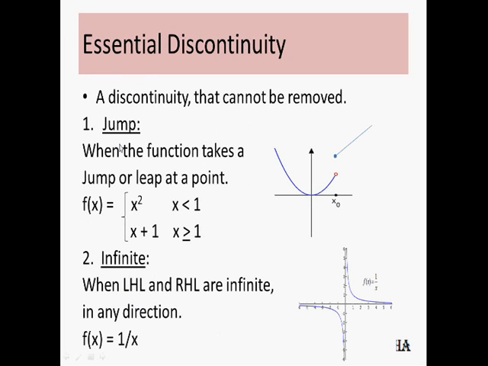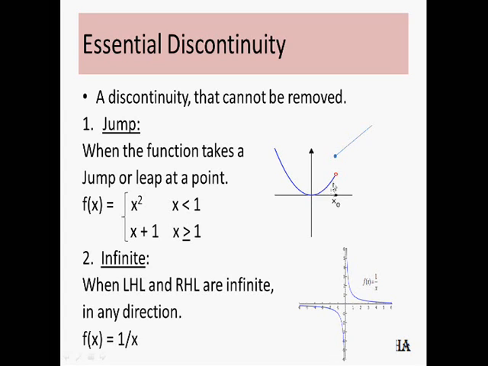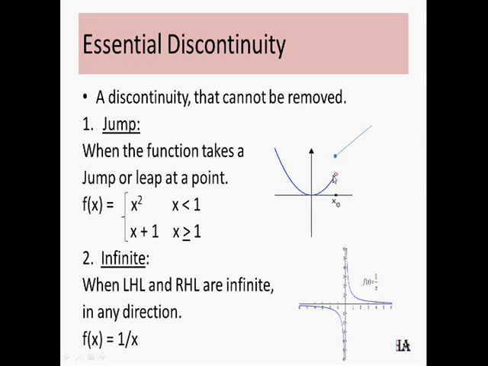Then you have the essential discontinuities. First is the jump type, and you have an infinite type of essential discontinuity, which cannot be removed. So look at this graph, this is an example of a jump type of discontinuity, and it is very evident why it is called a jump type of discontinuity. This graph is very smooth till some x naught, and then suddenly it takes a jump or a leap and it starts again. This is the function whose graph this is.